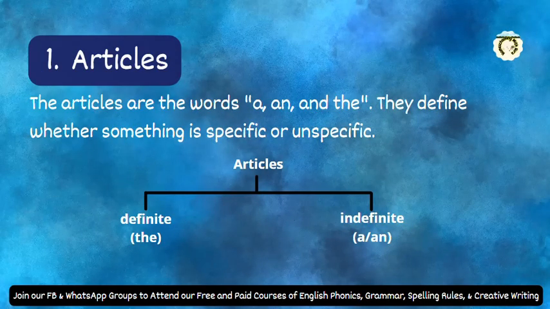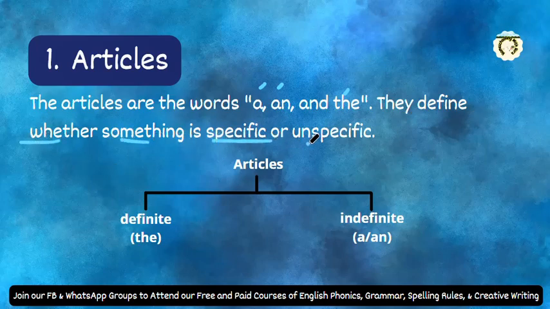Articles. So what are articles? The articles are the words a, an, and the. They define whether something is specific or unspecific.